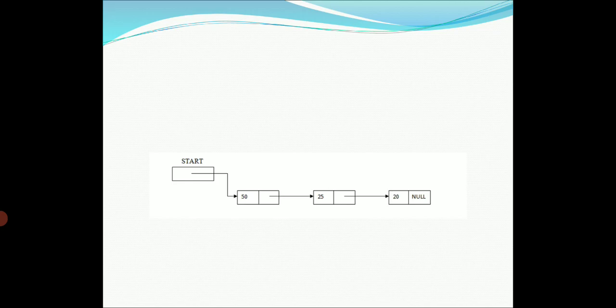Here 50 is one node. Another node contains the data 25. Another node contains the data 20. The start holds the address of the first node. So this is one general diagrammatic representation of the linked list representation, the representation of a stack using the linked list.